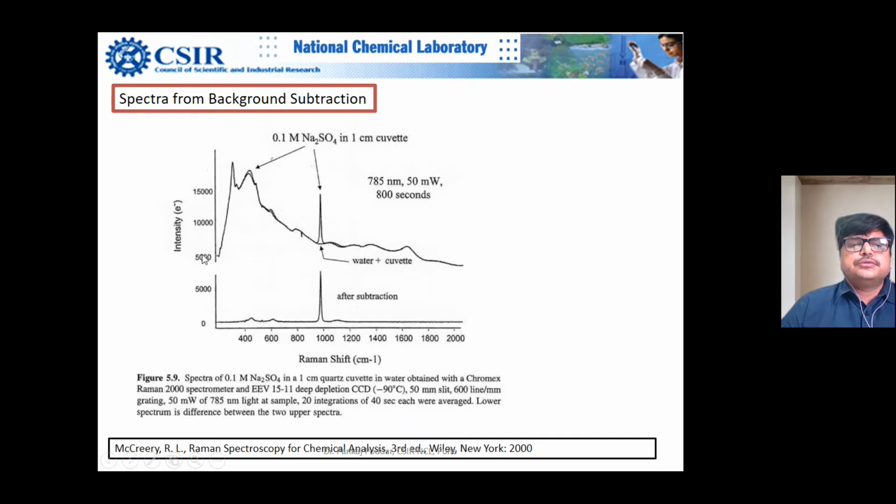Generally you get a huge background also. This is a typical Raman signal for sodium sulfate in a 1 centimeter cuvette using a 785 excitation laser, and then 50 milliwatt. The power should be as small as possible, because most of the time users end up damaging the sample, so the power should be under control and the exposure time should be as small as possible. Actually 800 seconds is too big. Here you are using it in water, so it's fine.